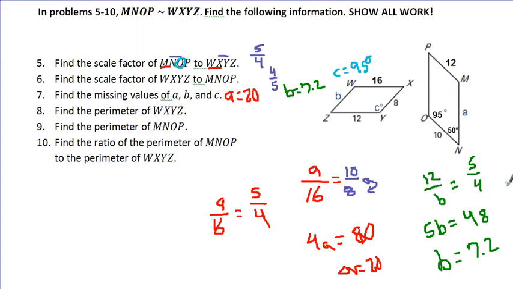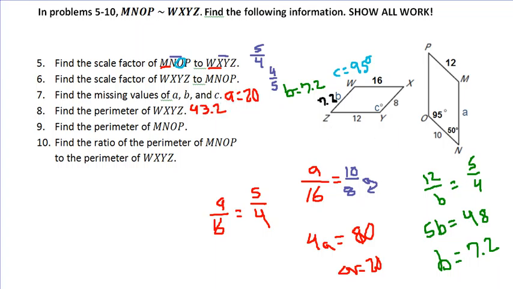Alright, next step, we need to find the perimeter of WXYZ. Already we know 3 sides of it, and we found WZ. We found that B had to be 7.2. If you add all these sides up, 12 plus 8 plus 16 plus 7.2, you'll get your perimeter. That perimeter here is going to be 43.2 when you add them all up.